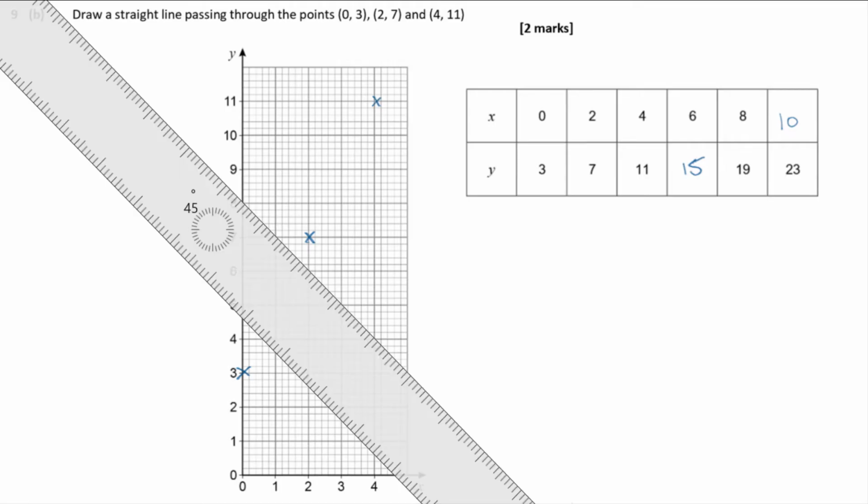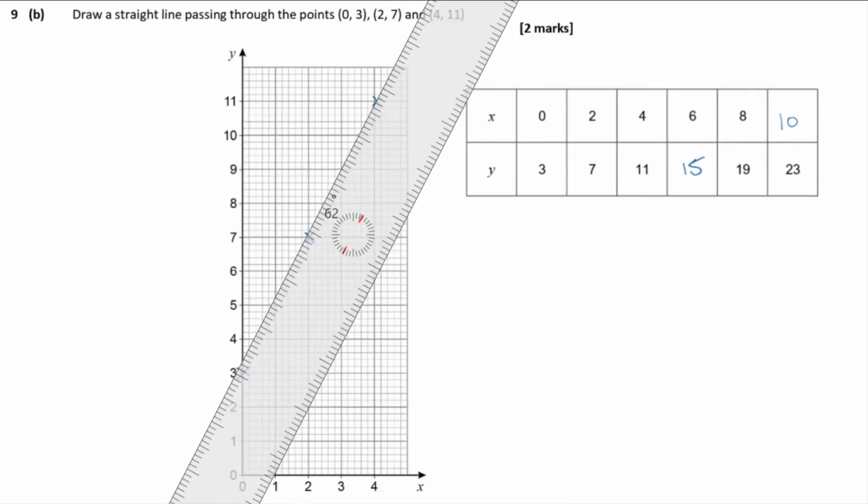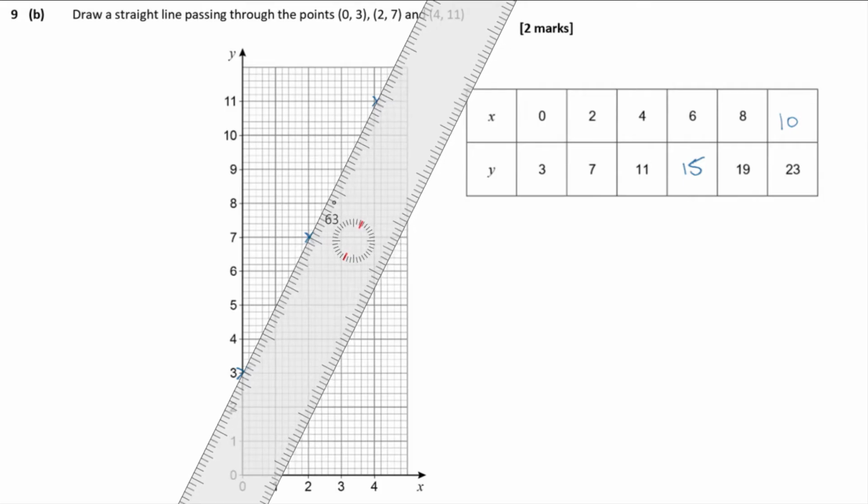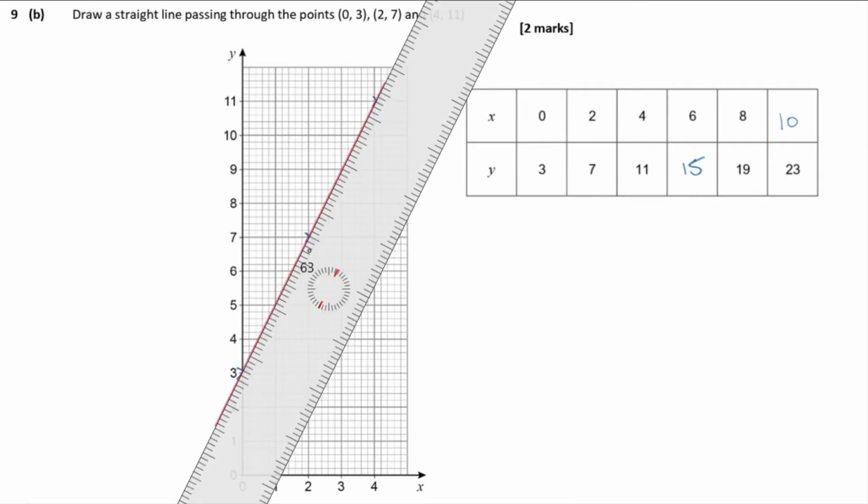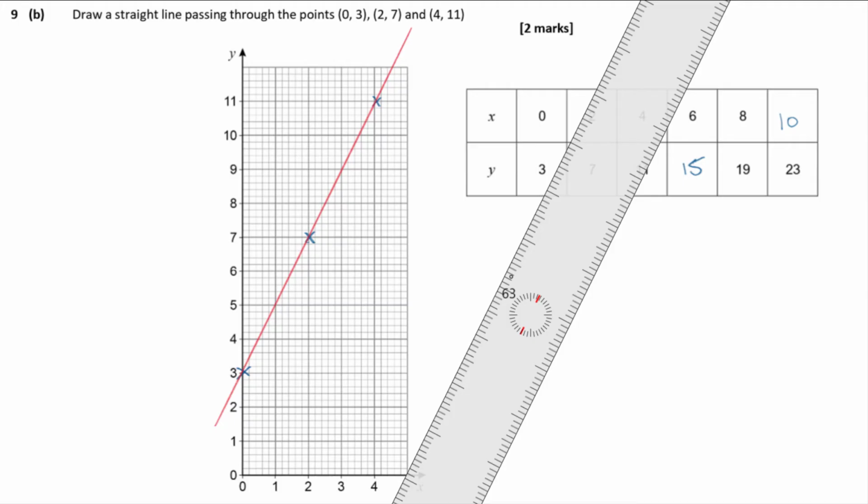Okay, so then taking a ruler, joining them up with a straight line. Gives us a line that looks a bit like that then, doesn't it?